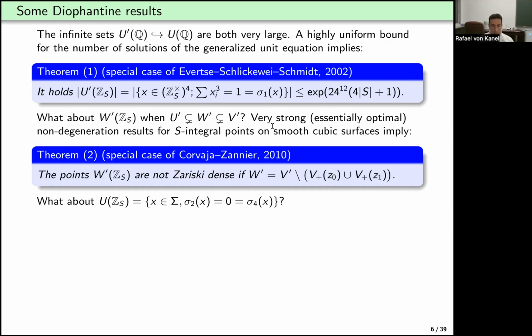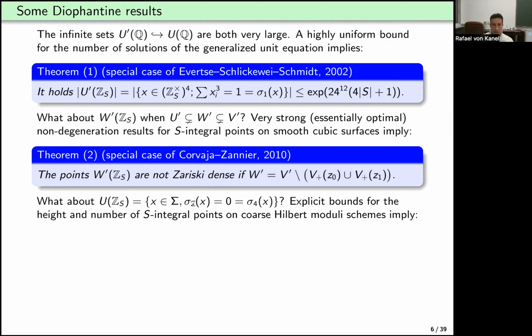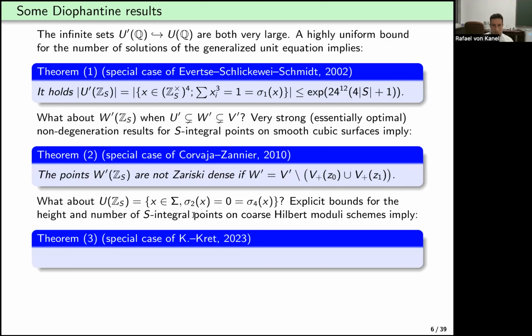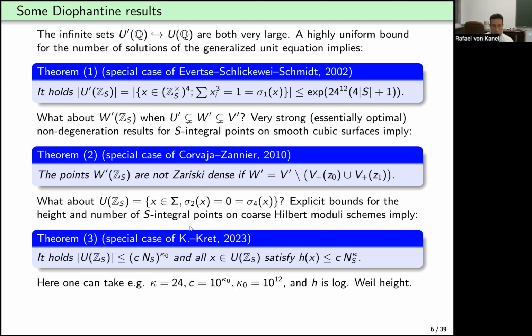So next I would like to discuss what can we say about this set U of Z_S and for this Diophantine equation. And here one can use explicit bounds for the height and the number of S-integral points on coarse Hilbert moduli schemes, which were obtained by Arno Kret and myself. And we proved the following bounds.